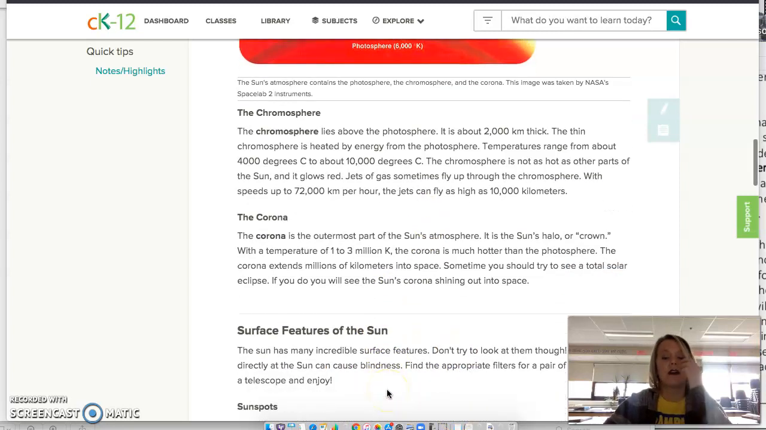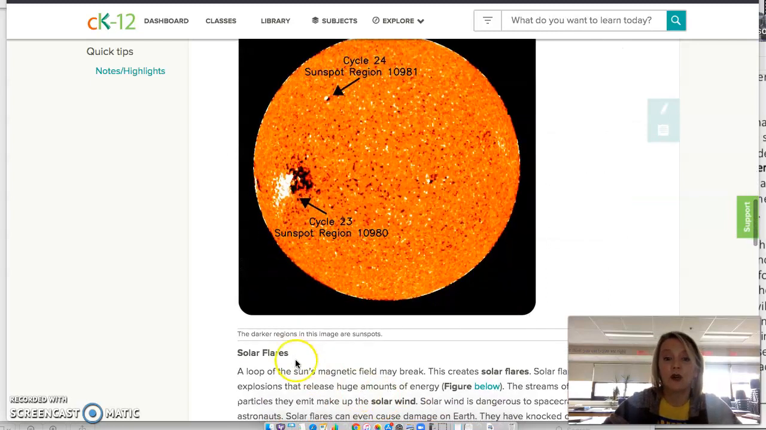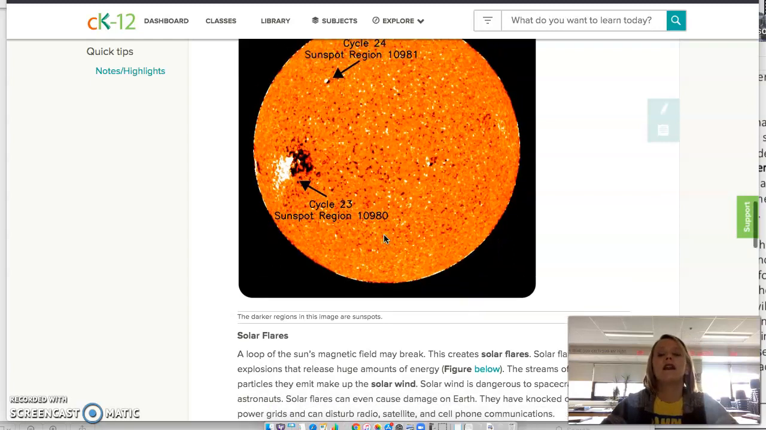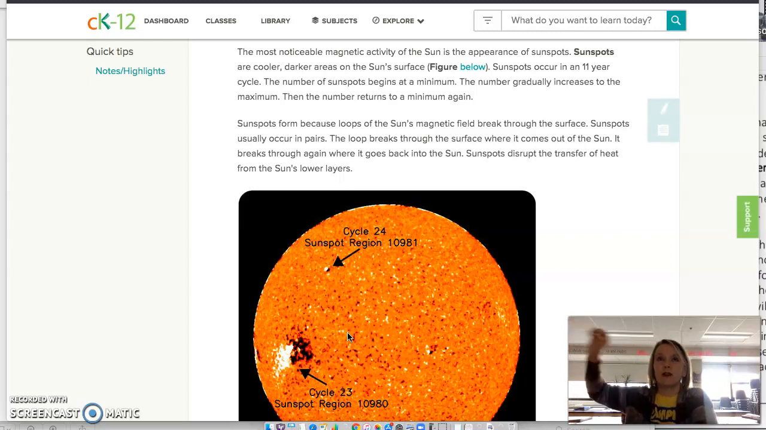Other features of the sun include sunspots and solar flares. Sunspots are just regions of the sun that are darker and a little bit cooler. They occur in an 11-year cycle. So every 11 years there's a maximum of sunspots, and then every 5.5 years it goes down to a minimum. Another 5.5 years it's at its maximum. So from maximum to maximum it's 11 years. Minimum to minimum it's 11 years.